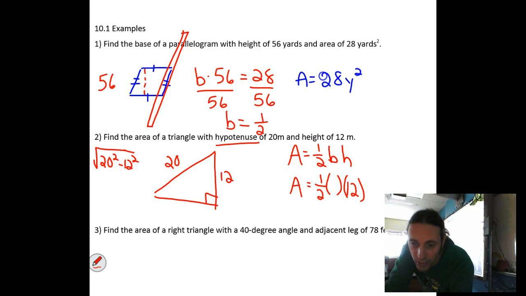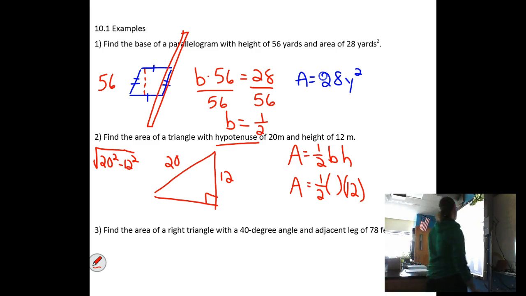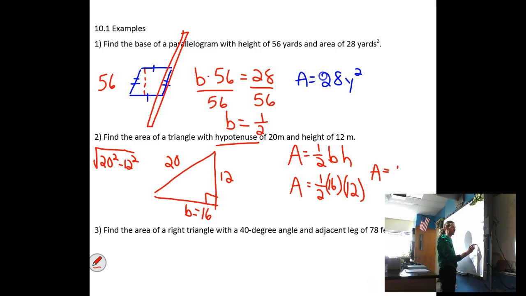And of course at this point, I hope you all recognize the Pythagorean theorem, and I know what side C is. C is 20, so A squared plus B squared equals C squared, and I'm looking for this side down here, B, and I get 16. Now it's a simple matter of 16 times 12 divided by 2, and I get area equal to 96.